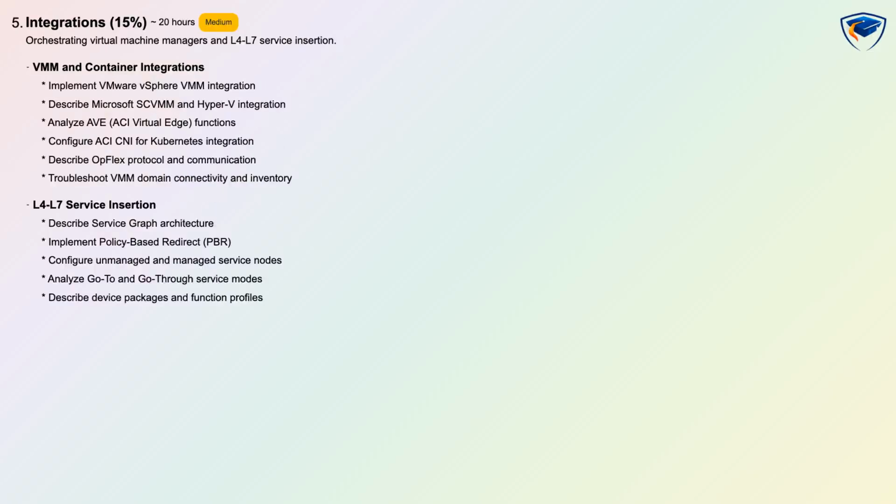Integrations make up 15% of the exam, are medium difficulty, and recommend about 20 hours of hands-on and conceptual work. You will configure VMM integration with VMware vSphere and understand Hyper-V and SCVMM concepts, ACI Virtual Edge functions, and the ACI CNI for Kubernetes, including OpFlex and inventory troubleshooting. The domain also covers L4-L7 service insertion, service graph architecture, policy-based redirect, managed and unmanaged service nodes, and service modes such as go-to and go-through along with device packages and function profiles. Labs should include service insertion workflows and validating service graph traffic paths.